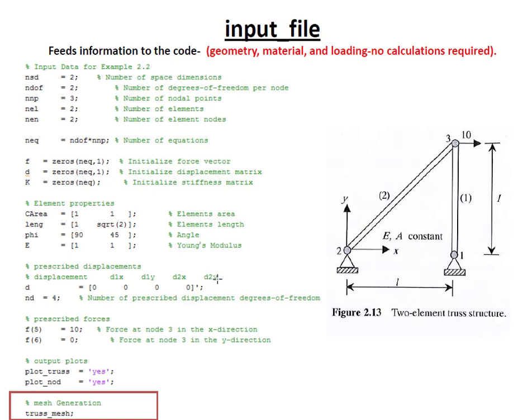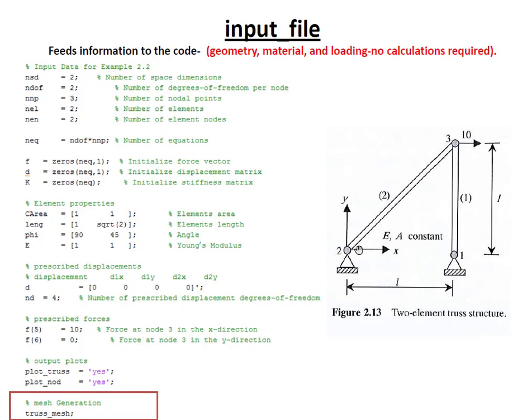Now, in this input file, we include the general information that the code needs to solve the problem. That includes geometry, material, and loading. At this stage, no calculations are required. We just provide all the information that we know to the code. So there are some variables that we need to make sure they are right or modify if needed.